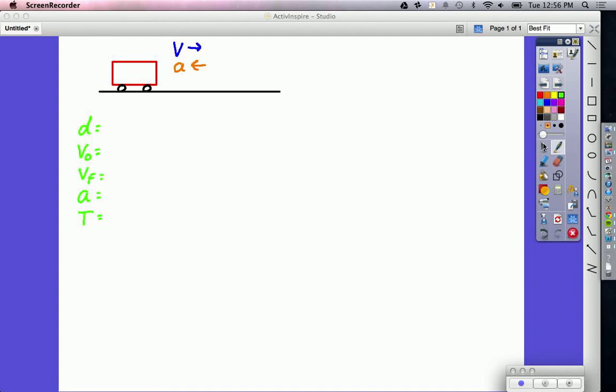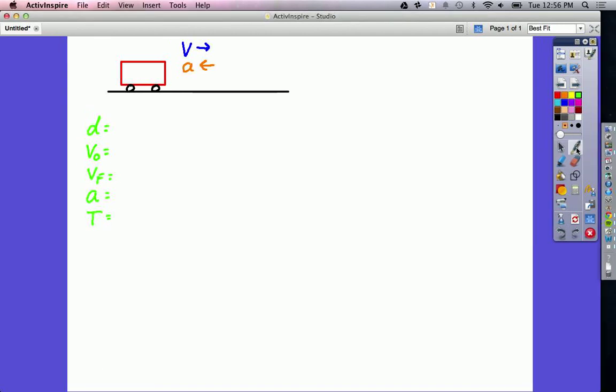Well, we have to make sure that we do our first step, which is drawing the picture, which is already done. Here's the car. We marked that the velocity of the car is initially going to the right, but since it's slowing down, the acceleration has to be the other way. And we wrote down all 5 of our variables.